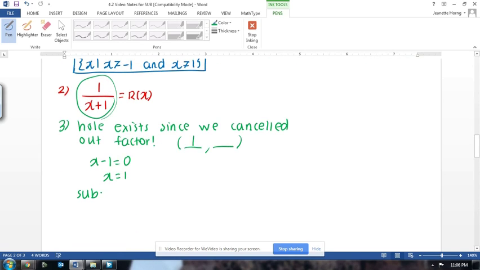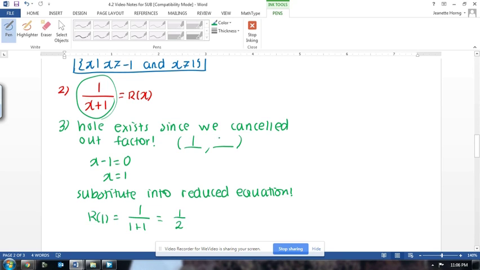So I'll say substitute into the reduced equation. If you don't, you're going to have that trouble where you're dividing by 0 and then wonder, how do I find the coordinates of that hole? If I substitute into the reduced equation, basically put in a 1 for x, notice my denominator won't be 0. It will be 2. So the hole will be at (1, 1/2). That's important to make a note of. When you're making a graph, you should consciously be putting an open dot at (1, 1/2) when you're graphing it. That's basically what that means.